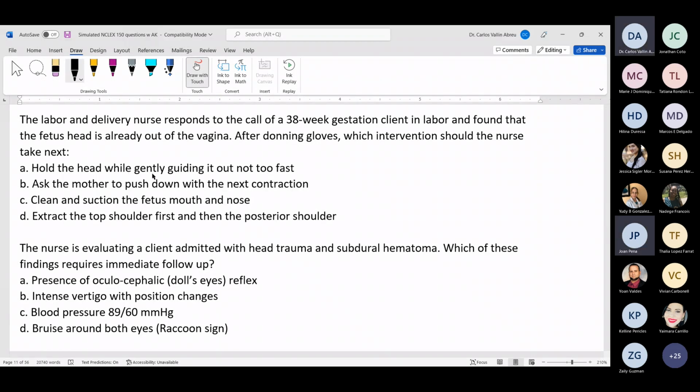A. Hold the head while gently guiding it out too fast. B. Ask the mother to push down with the next contraction. C. D. Extract the top shoulder first and then the posterior shoulder.